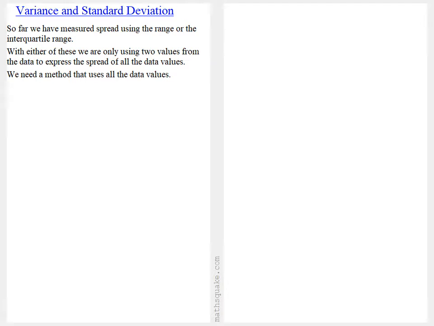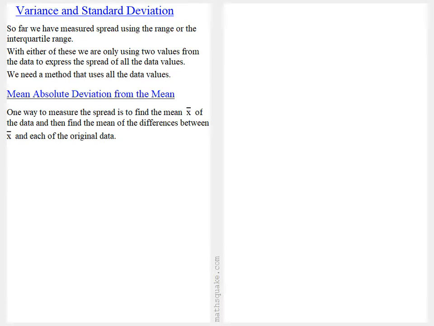Well, one method, which we won't actually be considering in future, is called the mean absolute deviation from the mean. Using this method to measure the spread, we find the mean value of the data, that's x bar, and then find the mean of the differences between x bar and each of the original data values. That is, it's the sum of the modulus of x minus x bar all over n.